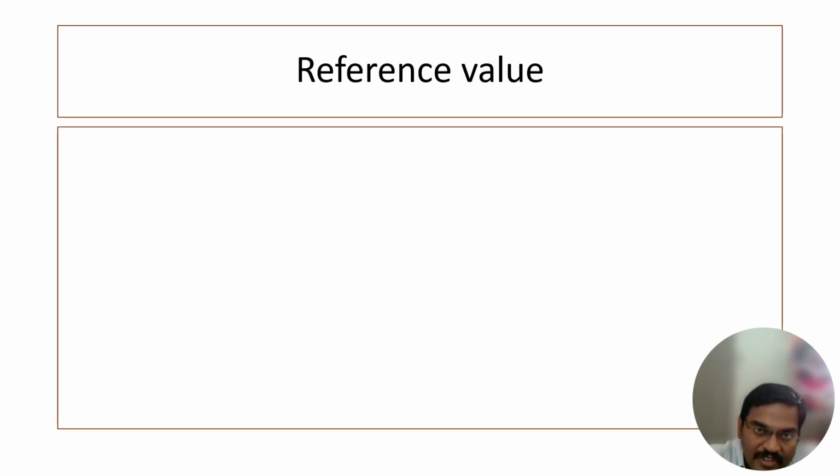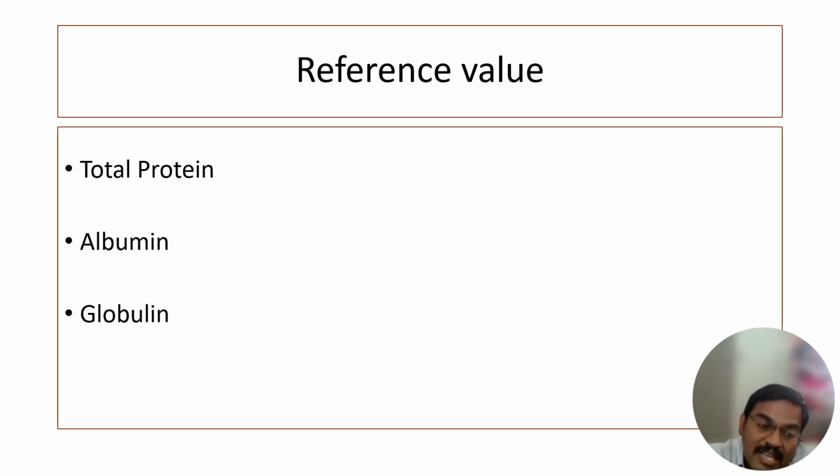So coming to the reference values. The important reference values you need to know are, first, total protein. Second is serum albumin. Third is globulin. Fourth is albumin globulin ratio. AG ratio means albumin globulin ratio. You have to remember only these four values related to plasma protein. What are those four values? Total protein, albumin, globulin, AG ratio.